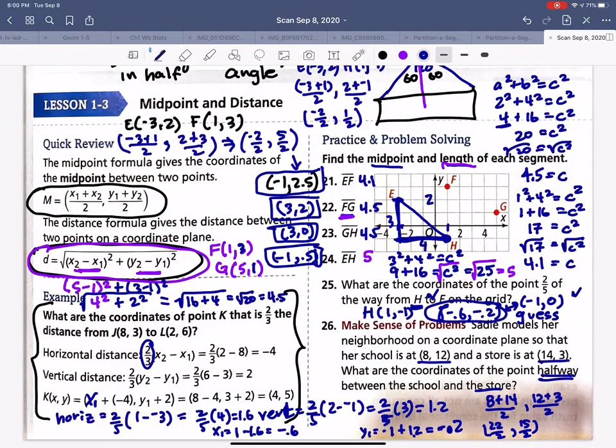So I get a final coordinate 11, and that would be 7.5. So that's my coordinate there.